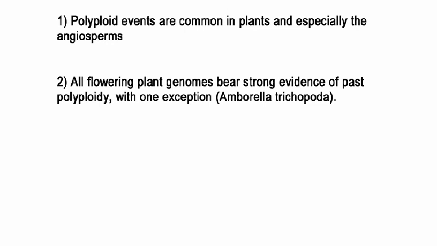2. All flowering plant genomes bear strong evidence of past polyploidy, with one exception, Amborella trichopoda. This is one of the few species for which we have a complete nuclear genome, and there's a remarkable absence of evidence for whole genome duplications for Amborella. This is another good example of a piece of information that can help us place the timing of a duplication event. In this particular case, it suggests that the whole genome duplication shared by all the other angiosperms must have occurred after Amborella split away, but before the common ancestor of Nymphaeales and the rest of the angiosperms.